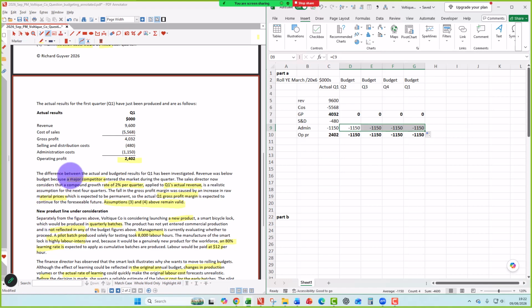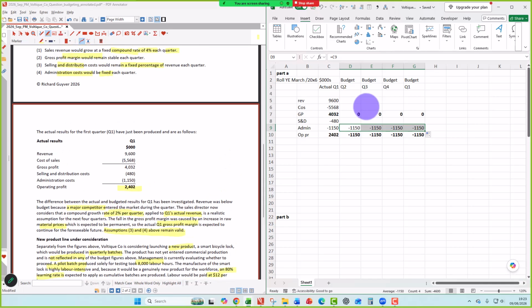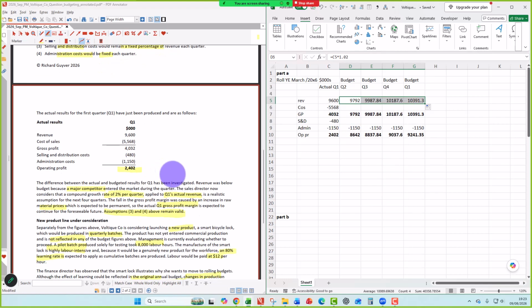So what else do we get told? We're told that the compound growth in revenue is now 2% per quarter. So that's quite an easy one for me to do. Again, I'm going to use the spreadsheet, the revenue from the quarter, the actuals, multiplied by 1.02. And by using that, again, I can drag that across, and that populates it for me.